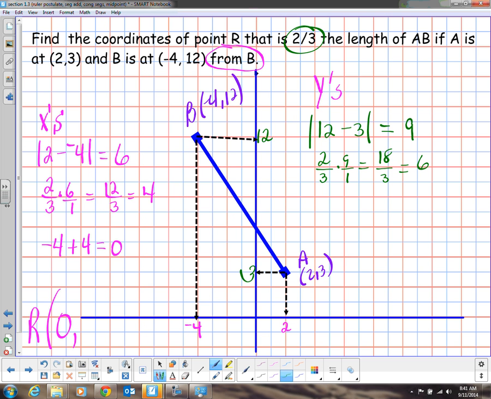So B is up here. To stay in between these two numbers, am I moving up or down? If I'm moving down, I take the 12 and subtract my 6, and what do I get? So my ordered pair for R is (0, 6). Now, if you plot that and it doesn't fall on the segment, we messed up. So here's 0, 1, 2, 3, 4, 5, 6. This distance is 2/3 the distance from A to B.